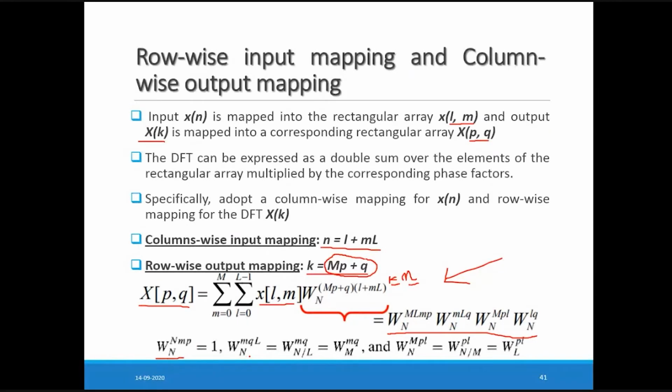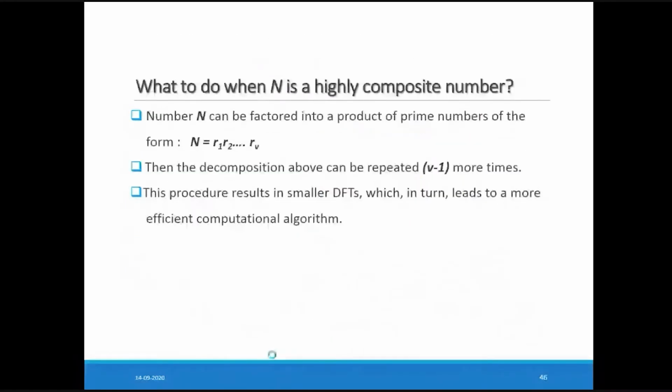Here, omega n raised to mq by l. Whatever your n is, it is nothing but the total number of samples, capital N. Here m is nothing but the column of your input, and q is nothing but the column of your output. And l is nothing but the total length. So here, when we apply this notation and find the answer, we will again cover this in the next example. I have covered this over here also.